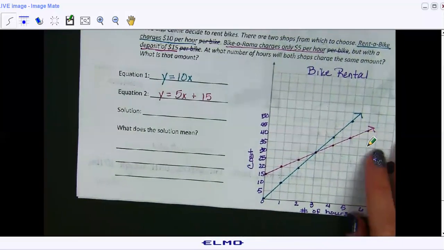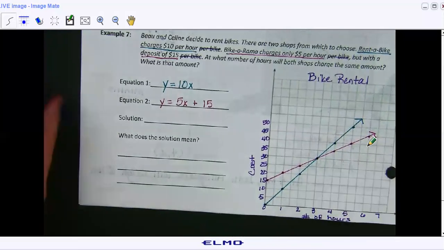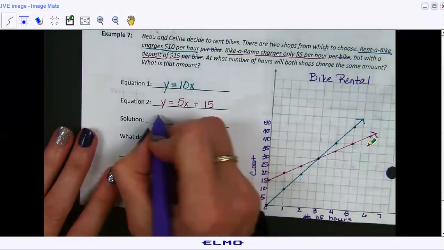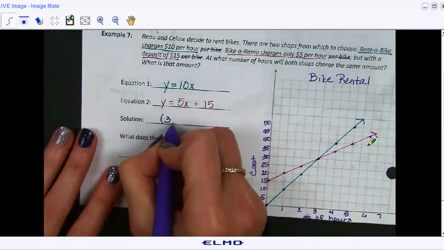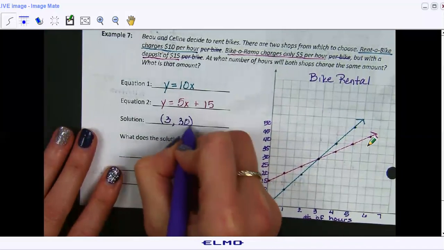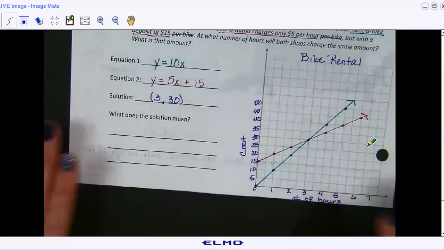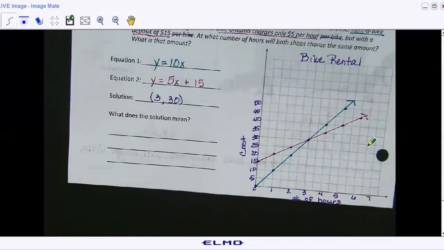What is our point of intersection? 3, 30. Yep. And what does this solution mean?